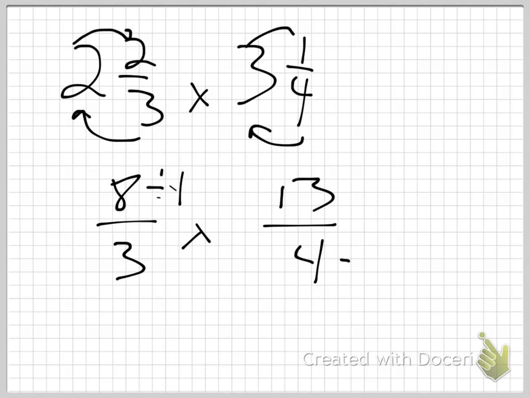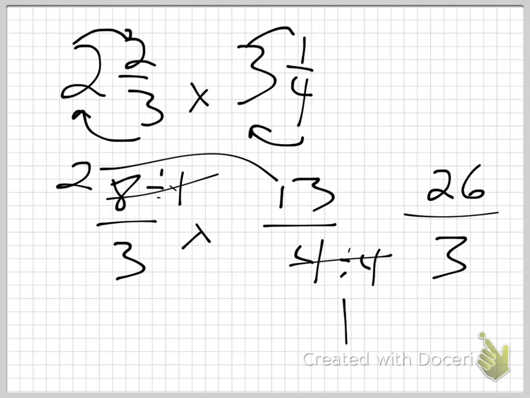Divide by 4, divide by 4. This is now a 1, that's a 2. Is there anything else that I can reduce? No. 2 times 13 is 26 over 3. Am I done? No. Now I need to put that back.